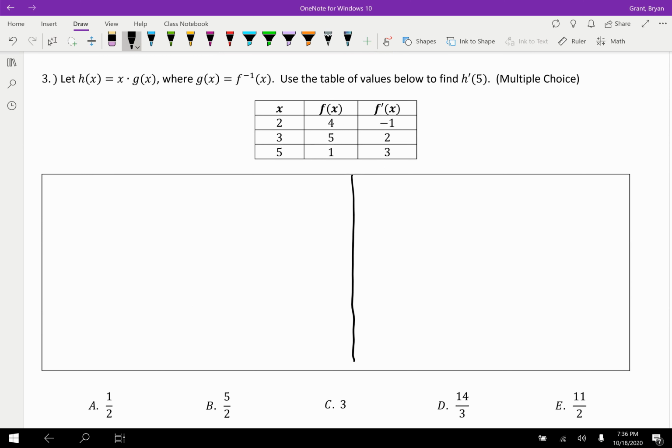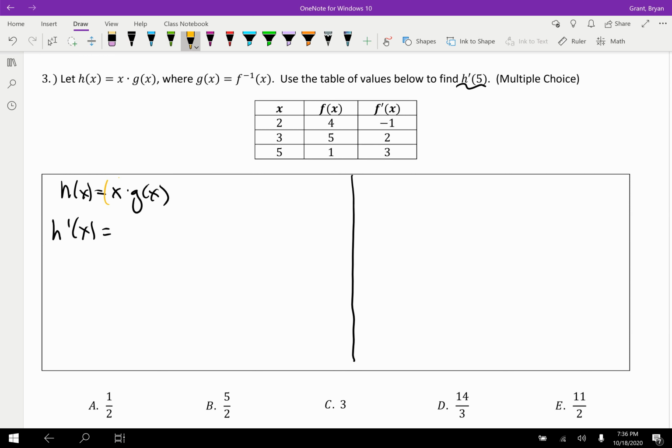Let's start with this gross h of x stuff here. Well, we want eventually to find h prime of 5. That makes sense to me. So let's just start with h of x. So h of x equals x times g of x. And because ultimately we want h prime of 5, we know we need h prime of x first. We need the derivative function before we can plug 5 into the derivative.